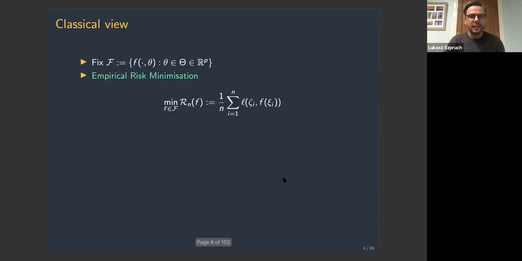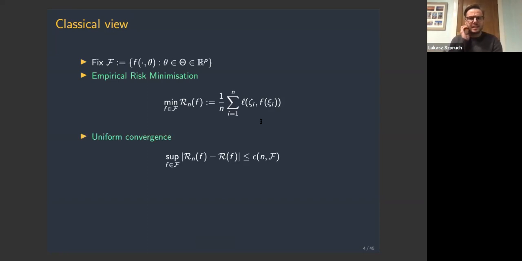So classically, how we would go about that problem: we fix some class of functions. This could be polynomials, or these are neural networks. So that's calligraphic F. And then we solve the empirical risk minimization problem. As I said, we don't know the full distribution of the data. We have only the empirical sample. So we are aiming to minimize that loss over some class of functions F.